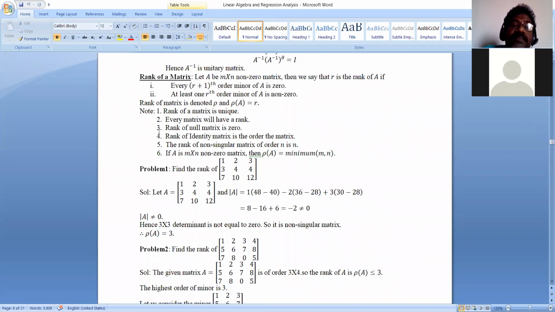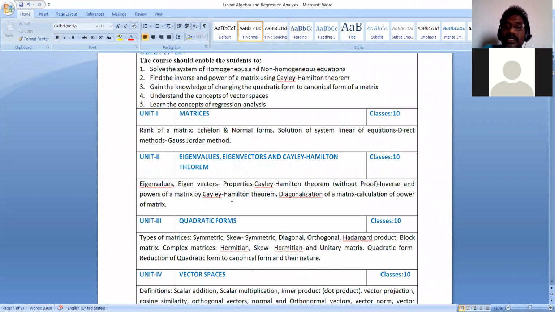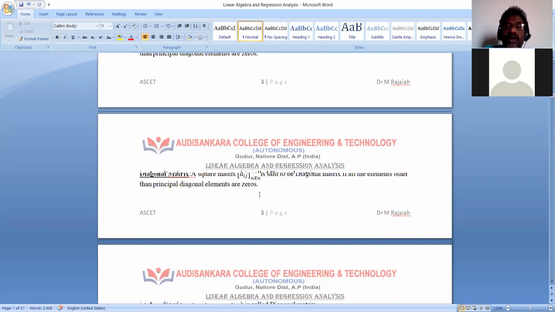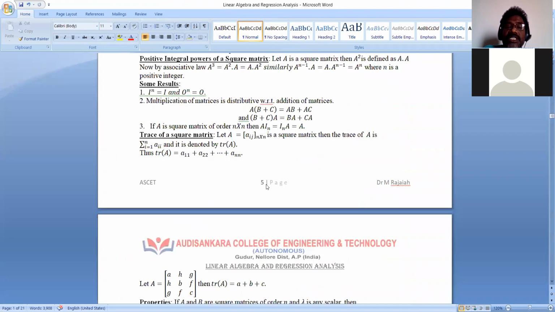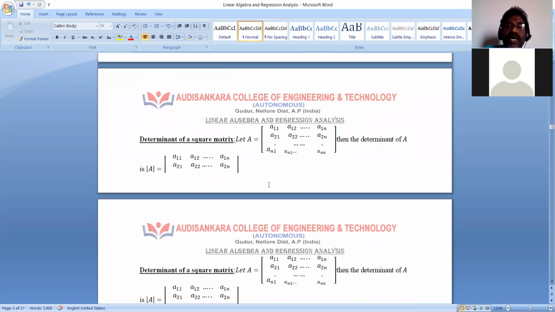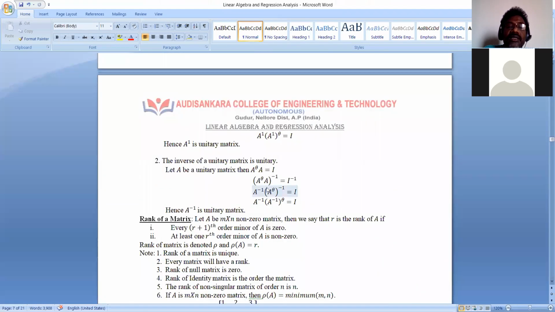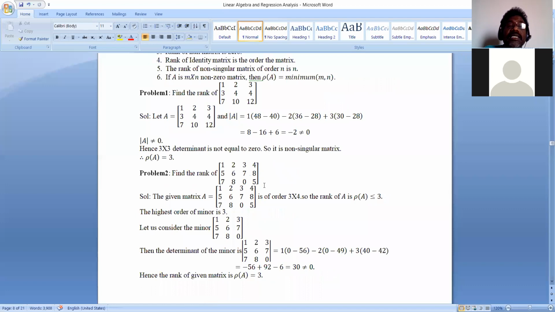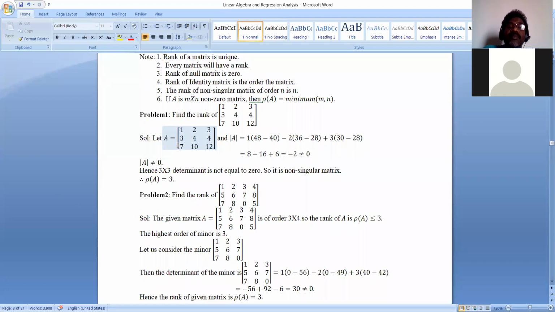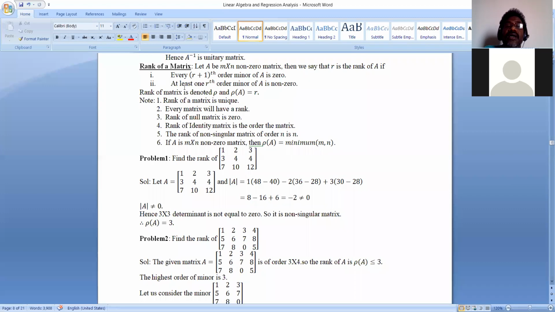So based on this, every minor of order R plus 1 must be 0, and at least one minor of order R is non-zero. Then the rank of that matrix is R, denoted by rho, and rho of A equals R. The rank of a matrix is always unique. Every matrix will have a rank.